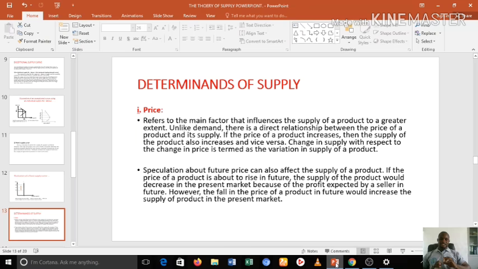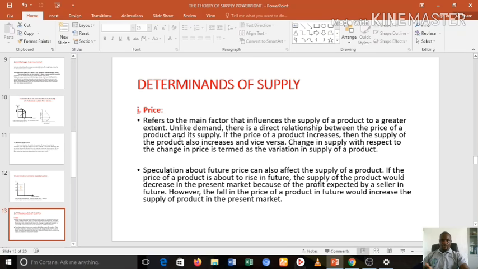So now we are looking at the determinants of supply. Our interest here is to look at the determinants of supply, which are simply those factors that will influence suppliers to supply more goods in the market or less goods. What are those factors that will make them increase the supply of their goods or decrease it? So you are explaining in two ways how it increases supply and how it decreases supply. So the first factor that we have here, the first determinant of supply, is price.